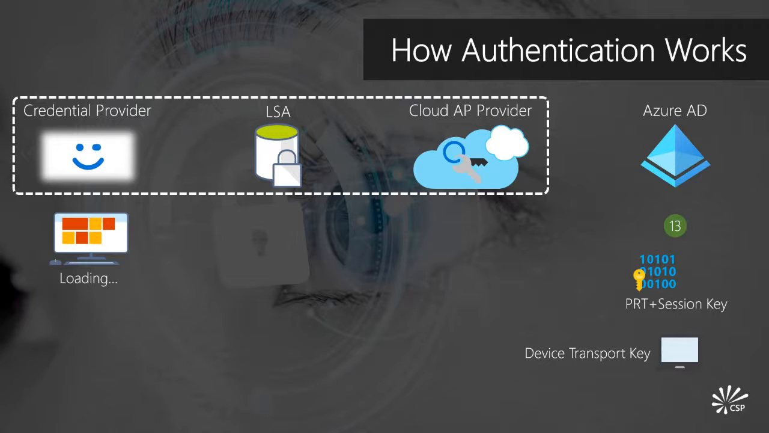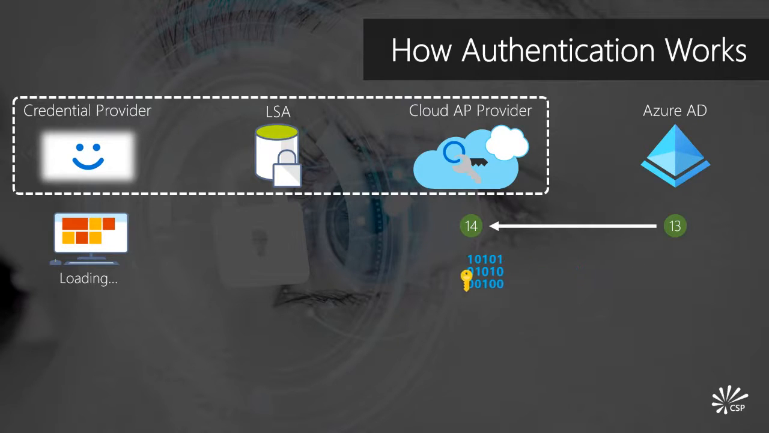It then uses that transport key, it takes the PRT and that session key, and it encrypts those to that device's public transport key. So this is how we're tying in the device back to the user authentication. And then Azure AD just sends the encrypted PRT and session key back to the cloud AP.